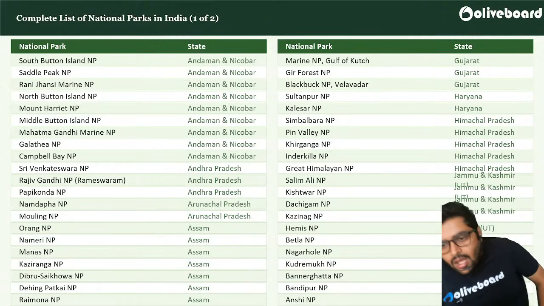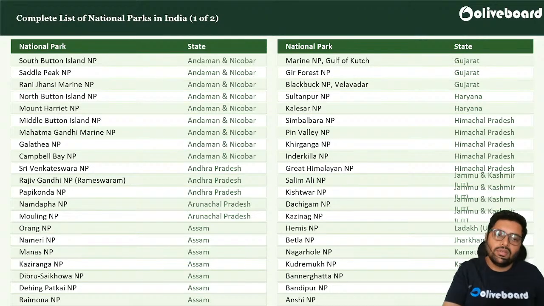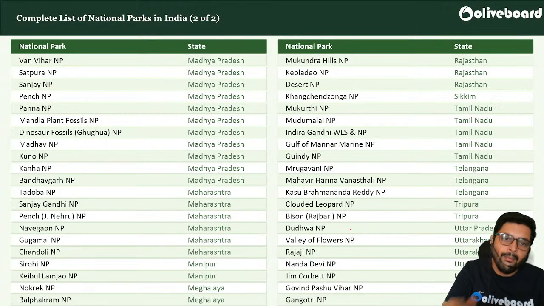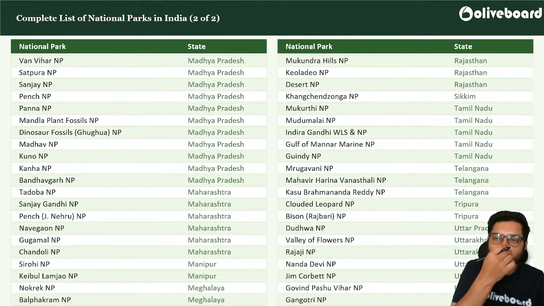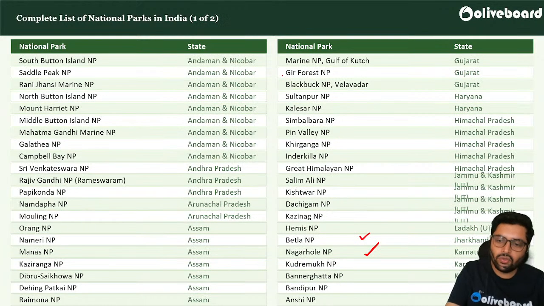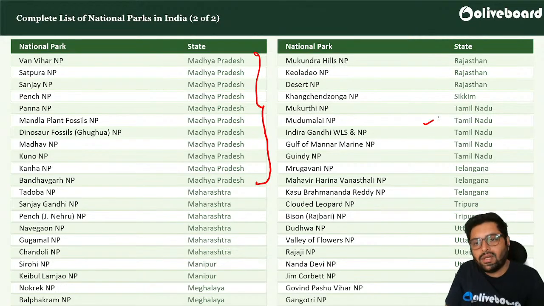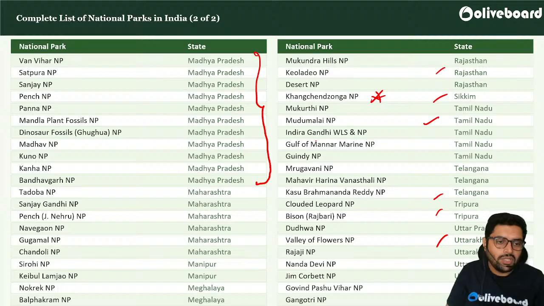all the national parks, almost all states I have mentioned here. So you can have a look. Himachal Pradesh, Andhra Pradesh, Assam, Gujarat, Haryana, Ladakh, Jharkhand, Karnataka. See, Madhya Pradesh, so many are there. Then we have Tamil Nadu, Uttarakhand, Tripura, Telangana, Rajasthan, Sikkim. Sikkim's this one is very important. Correct? So these national parks, you should have an idea as to which national park is in which state. Okay?